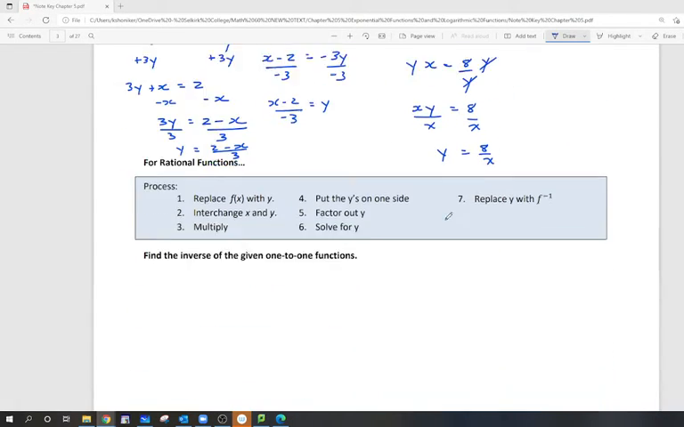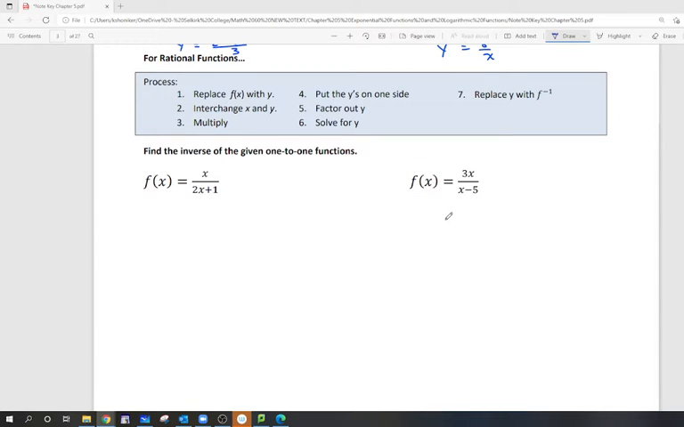All right. Now, next little bit. This next little bit is rational functions. So this is actually not anything new. I'm not going to even talk about this yet. I'm going to say that I want you to find the equation of the inverse of these given one-to-one functions. First thing you're going to do is replace f of x with y. No different. Then you are going to swap the x and the y. So we get x equals y over 2y plus 1. Now you want to solve for y.